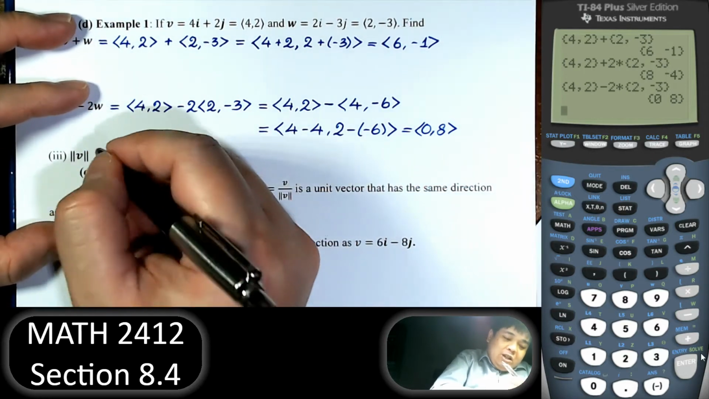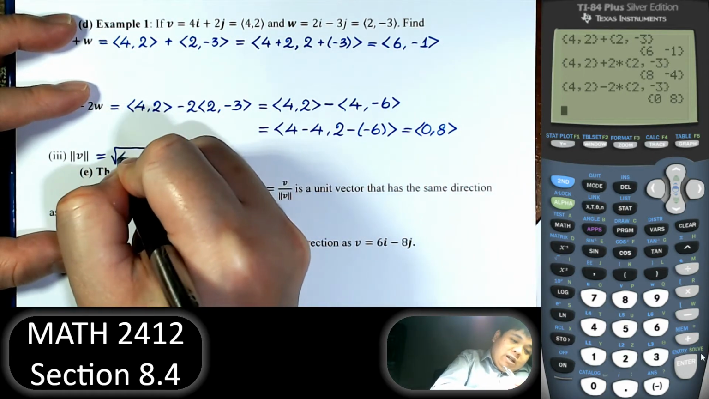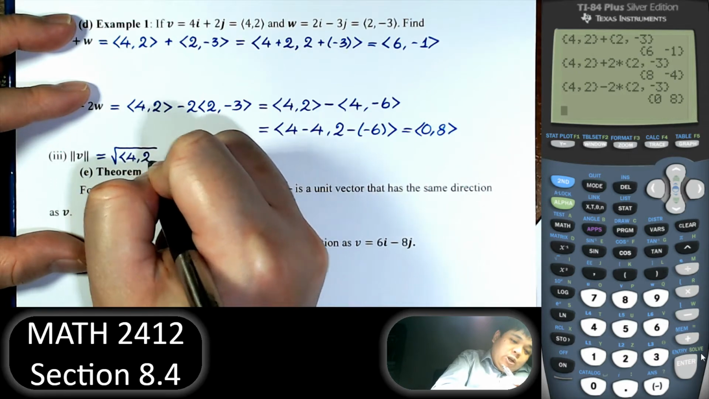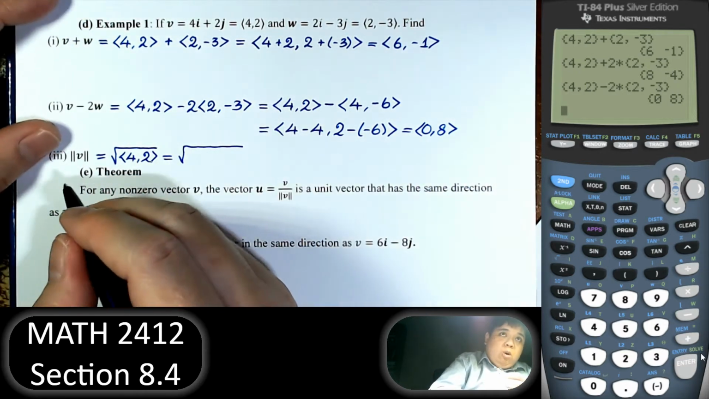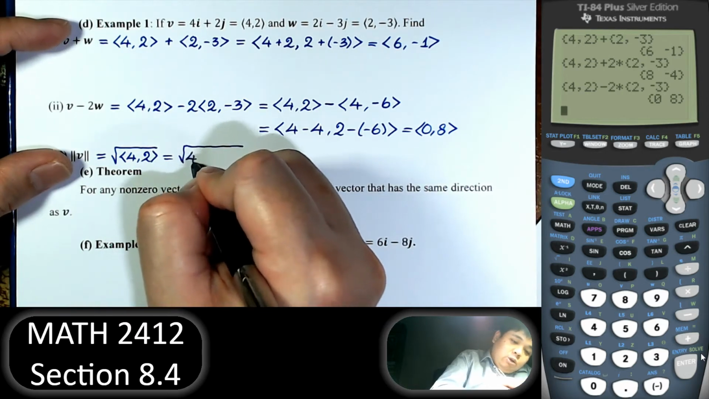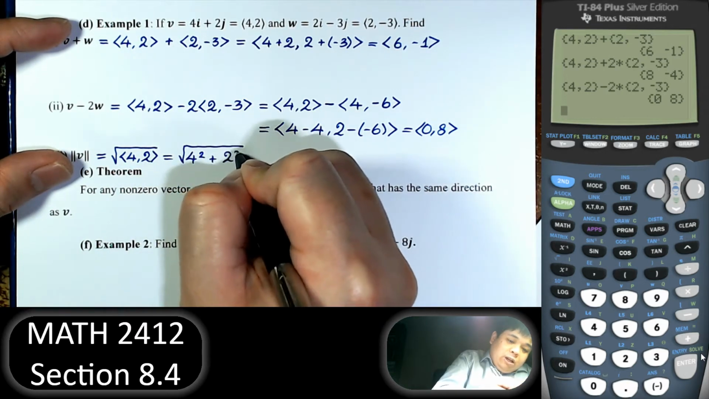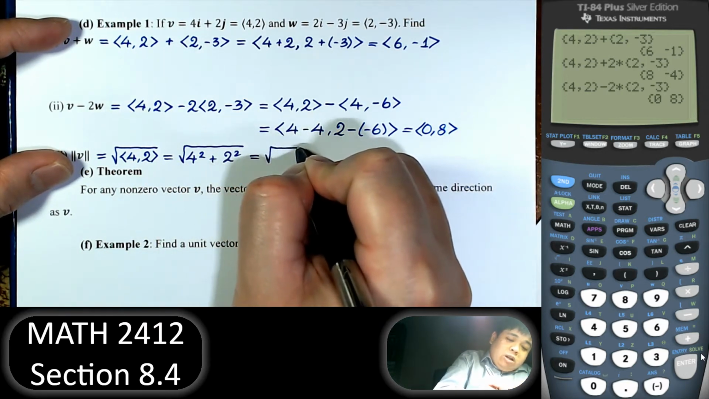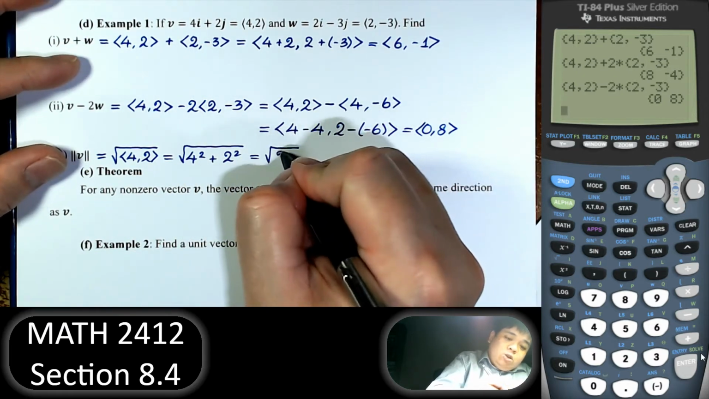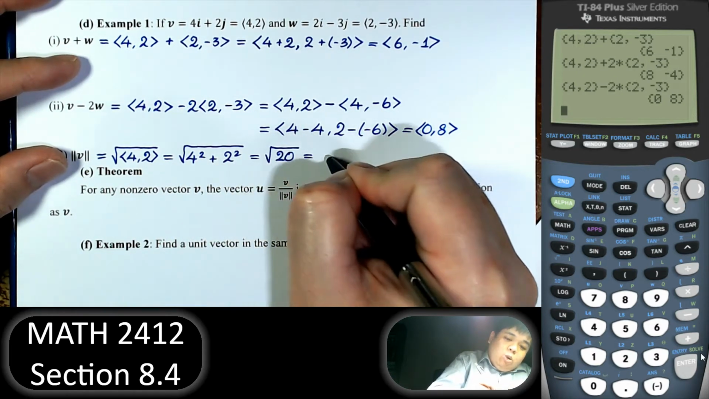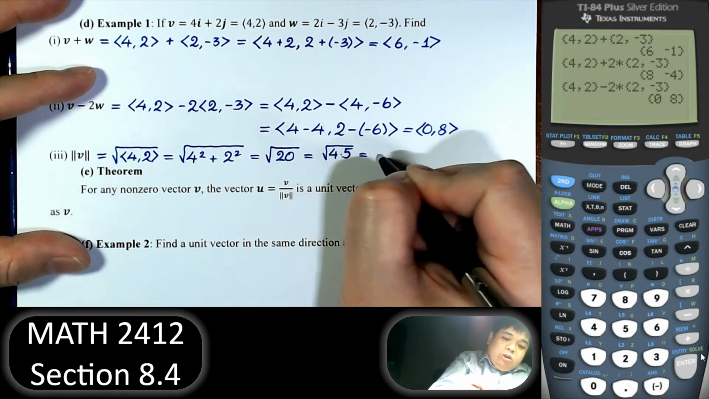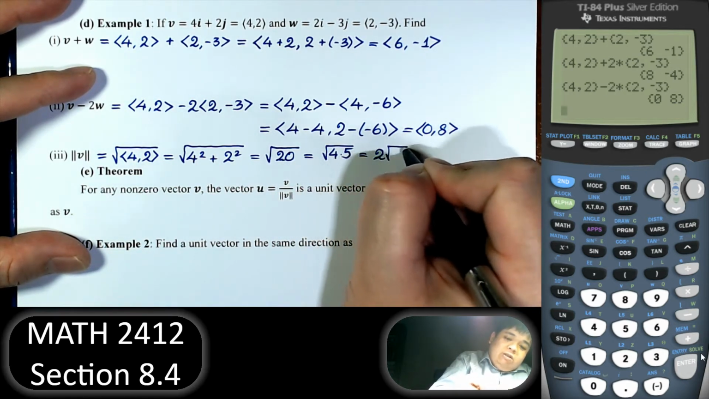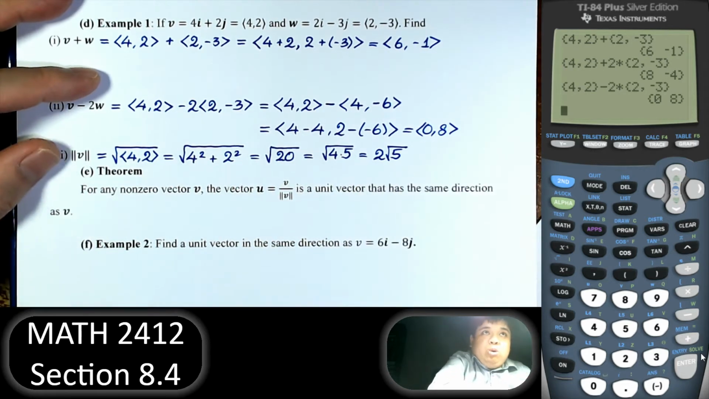All right. The magnitude of vector v, with two components 4 and 2, is given by the Pythagorean theorem of those two components. 4 squared plus 2 squared. 4 squared is 16, 2 squared is 4. That's the square root of 20. The square root of 20 is the square root of 4 times 5. The square root of 4 is 2. The square root of 5 is still the square root of 5.